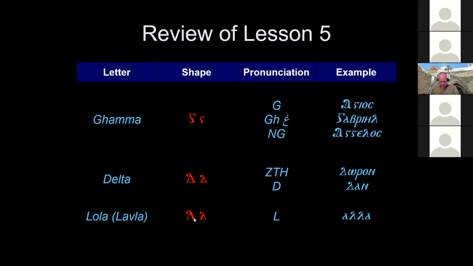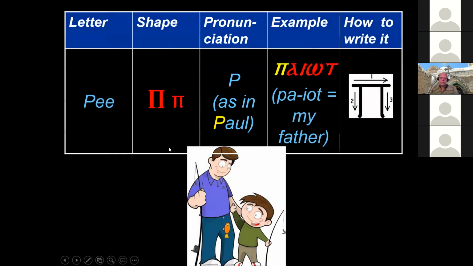Yes. So these two, the shapes are similar. It looks like a triangle, but the delta has a bar underneath it, and the Lola doesn't have a bar underneath it. We will learn one more letter today that also looks a little similar to these letters, so don't confuse them. So the first letter we will learn today, it's called P.